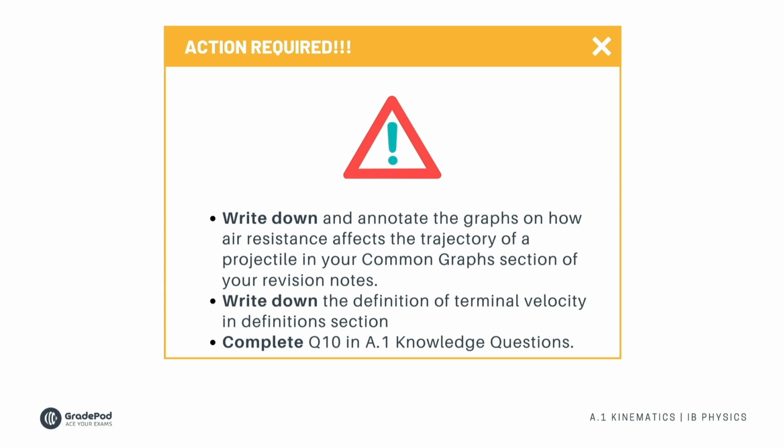We've got to the final section of kinematics, and what I'd like you to do is take your revision note template and go to the common graphs section, and draw down the graphs of the trajectory path with air resistance, the time of flight with air resistance, the velocity and acceleration with air resistance, and then go to the definition section and write down the definition of terminal velocity. And finally, to complete this whole topic, can you go and complete question 10 in the knowledge questions?